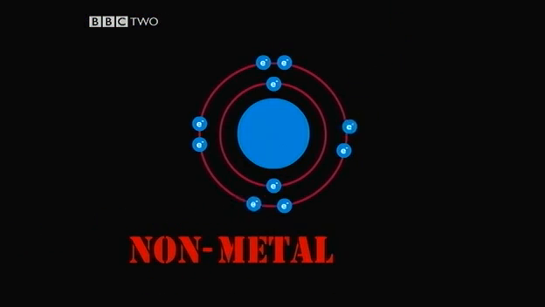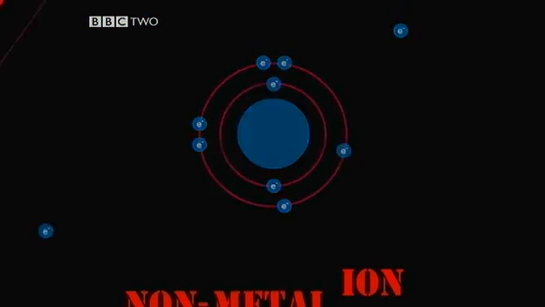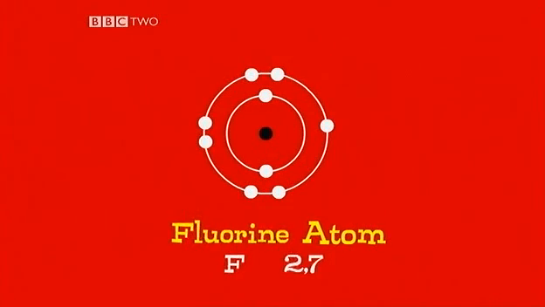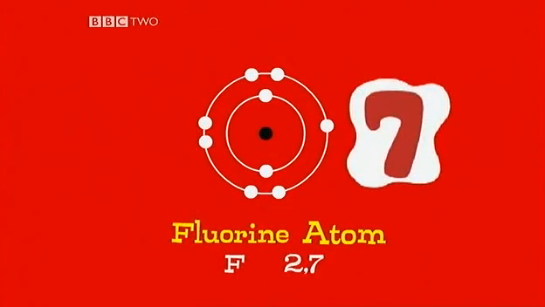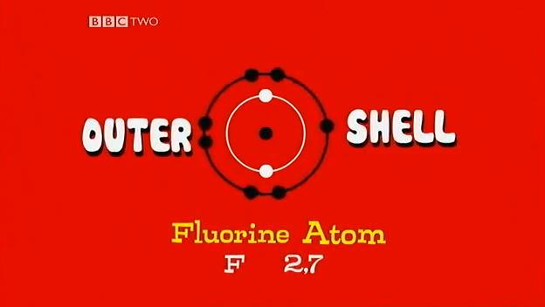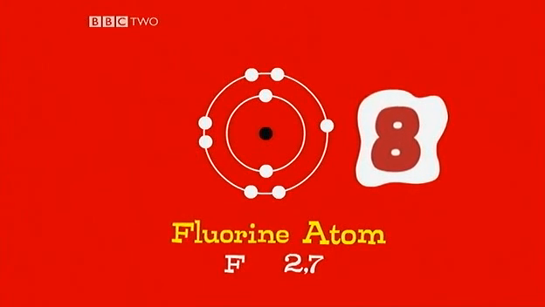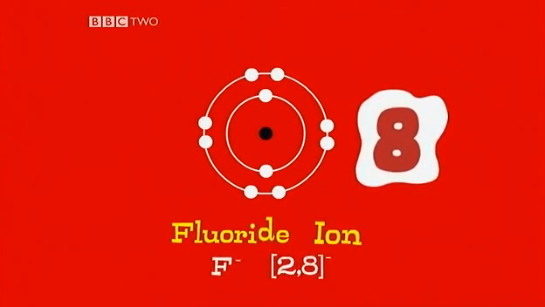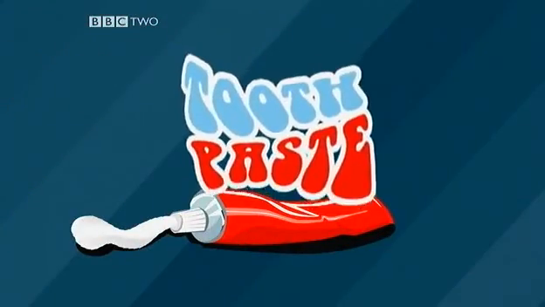Non-metal ions gain electrons. Take fluorine, for example, in group 7. It has 7 electrons in its highest energy level. It takes 8 electrons to fill that energy level, so it needs to gain 1 more to become a fluoride ion.